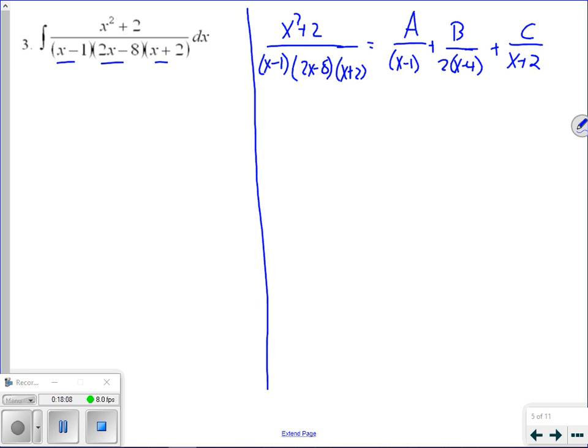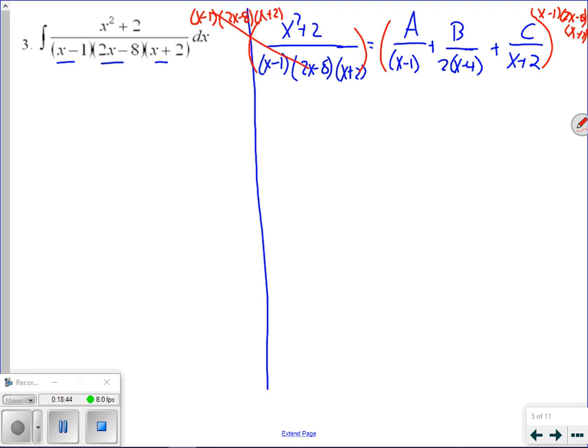Now, I know it's 3 terms instead of 2 terms, but we still do the same process as before. We want to solve for A, B, and C by making this a linear function. So we're going to multiply both sides by the factors, x minus 1, 2x minus 8, x plus 2. And the same thing over here. I'm sorry that it's squeezed in there, but you get the idea.